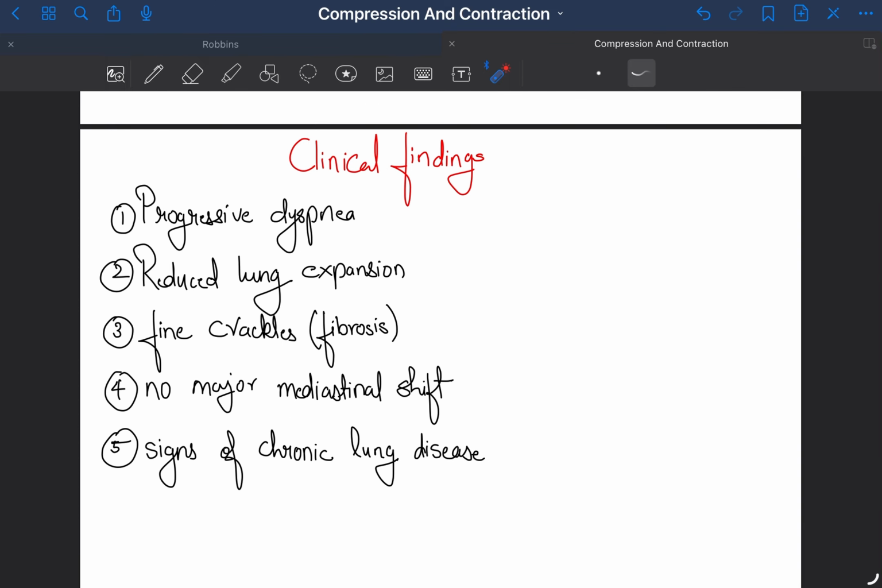Then the clinical findings over here are progressive dyspnea, reduced lung expansion, fine crackles because of fibrosis, then no major mediastinal shift, and signs of chronic lung disease.